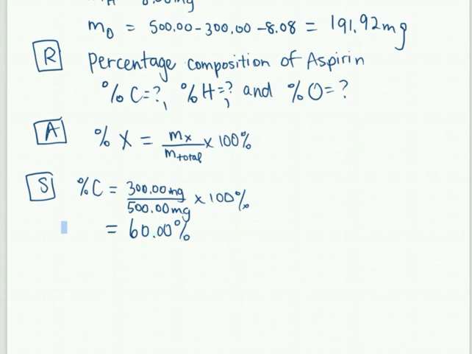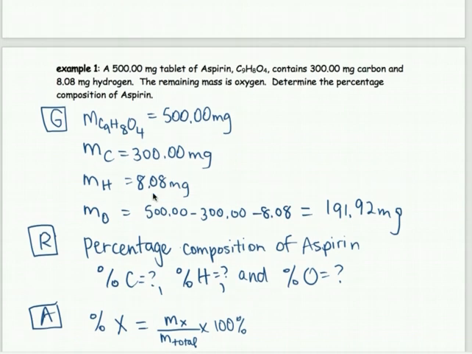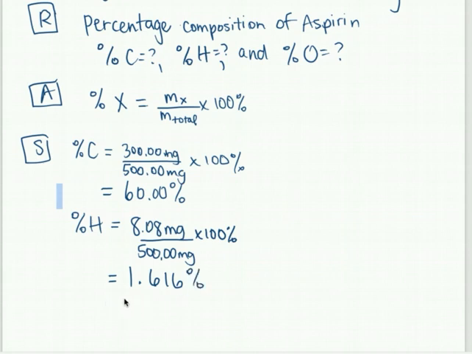All right, let's try the next one, hydrogen. We had a mass of 8.08 milligrams, and we still have a total of 500 milligrams. And then multiply that by 100. And we end up with, and don't forget to multiply by 100. Sometimes I have students who forget and leave it in the decimal form.